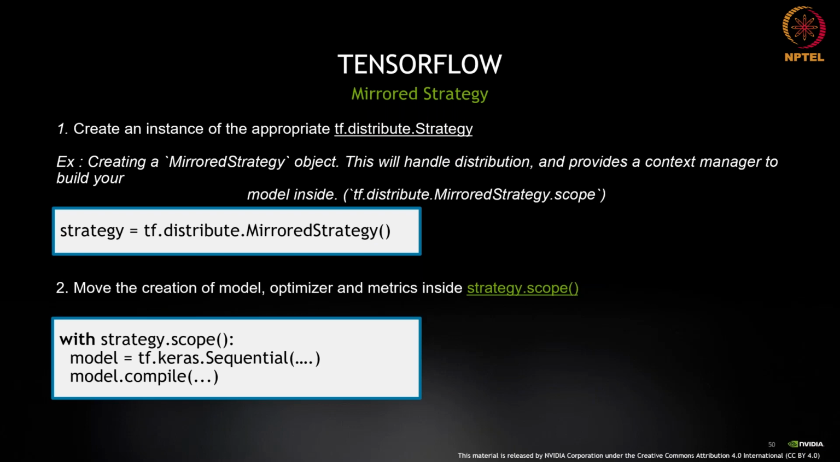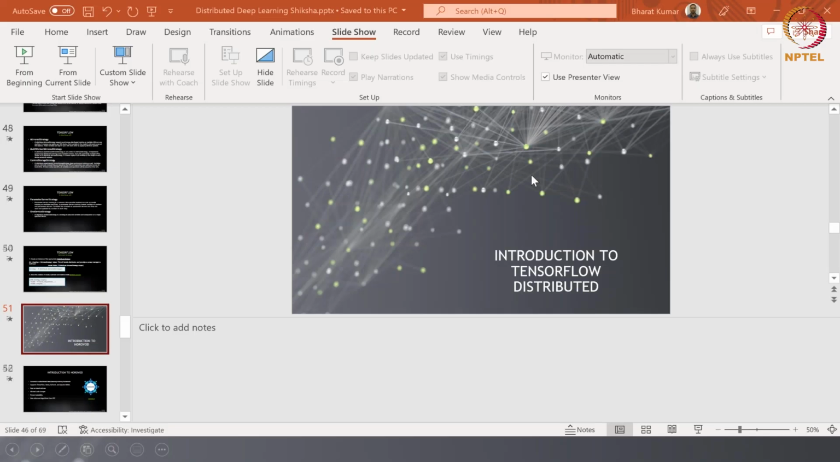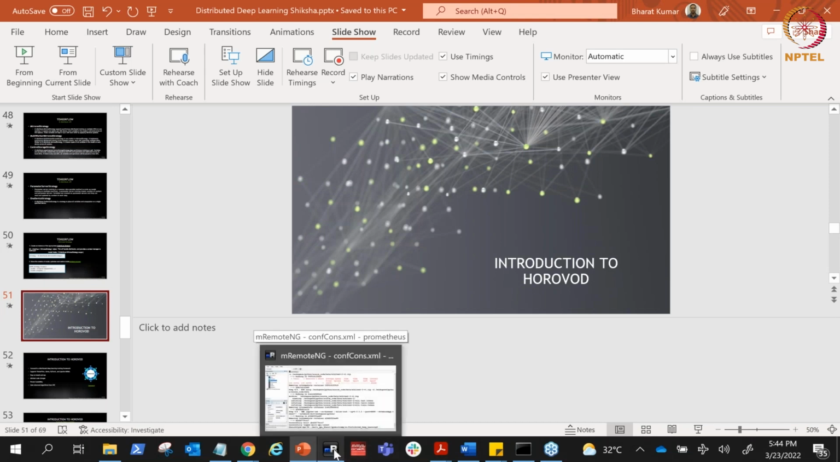If you were to use TensorFlow mirrored strategy, you would have tf.distribute.MirroredStrategy, and you create the model. Model creation happens within the scope of that strategy. So you can see here you are saying with strategy.scope, and inside that you are defining your model. The model is defined inside the scope of the strategy that you have defined. That's how it works in TensorFlow.